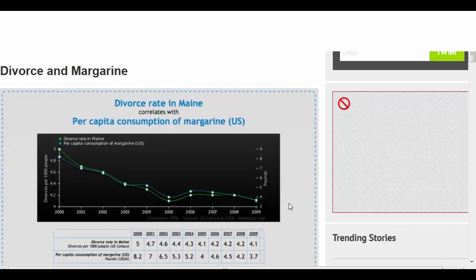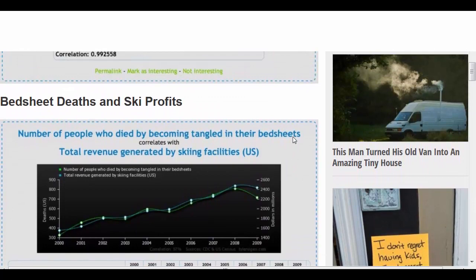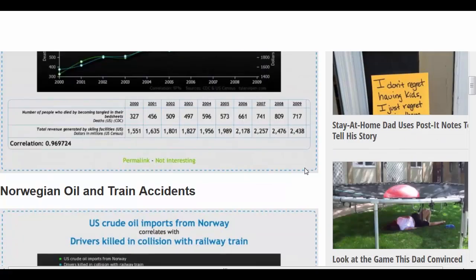So, for example, the divorce rate in Maine seems to behave much similarly to the margarine consumption in the United States. Not quite sure how margarine consumption controls or predicts who's getting divorced, but it seems to be an odd relationship over the past 10 years. Bedsheet deaths and ski profits: the number of people who die because they're tangled in their bed sheets versus how much money total ski facilities make. Again, I don't necessarily know why those are connected.